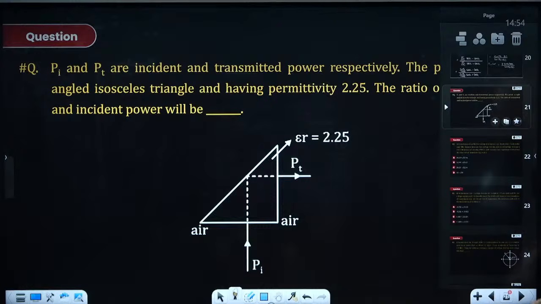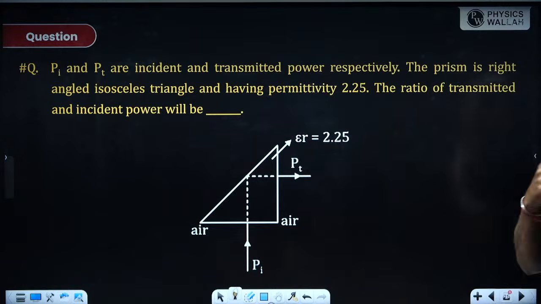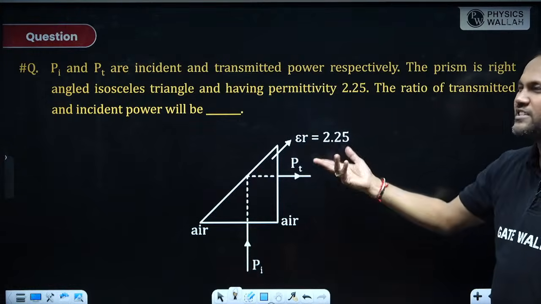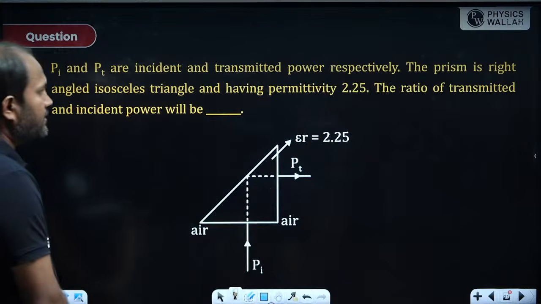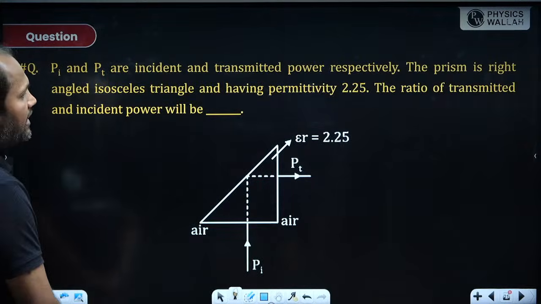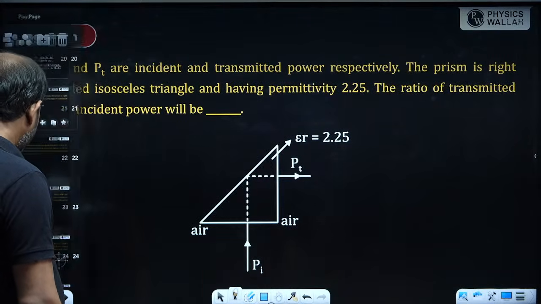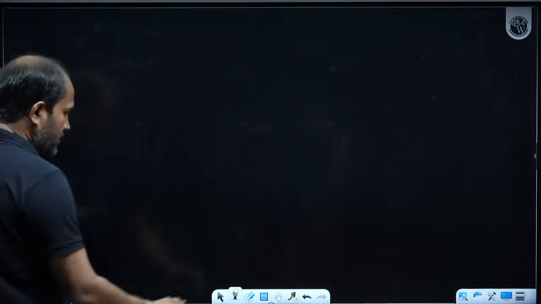Now we have the next question. Pi and Pt are incident and transmitted power respectively. The prism is a right angle isosceles triangle. This is also from a previous question. This question was asked in MTech first mid sem. So this question may be asked in the GATE exam also, because this is a basic type question. The prism is a right angle isosceles triangle having permittivity 2.25. The ratio of transmitted upon incident power. So it is a very good question.